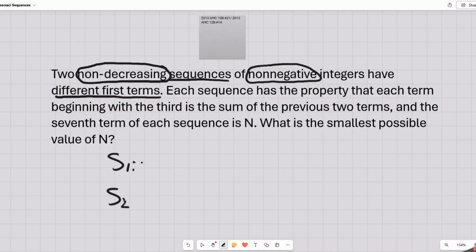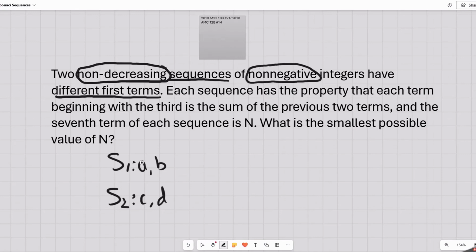Sequence 1 has two first terms, A and B. Well, not two first terms: the first term would be A and the second term would be B. And for sequence 2, the first term would be C and the second term would be D. Because the pattern starts from the third term, we can just define these as anything. So let's work out sequence 1 and then we'll get to sequence 2.